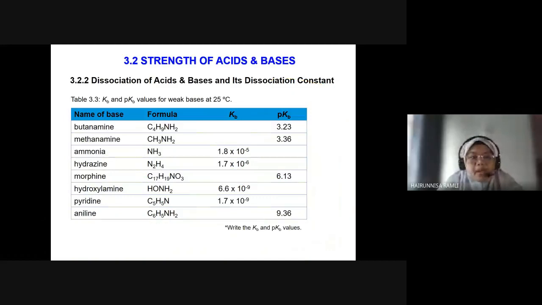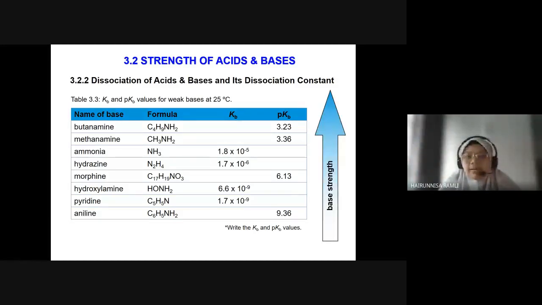Okay. So same goes to base lah eh. You can write this on your own. Okay, you try kira. So sama juga case dia according to the base strength. Okay, lagi rendah pKb. Of course kat sini Kb akan jadi lagi tinggi lah. Okay, you can calculate this by your own. Okay, so strength of base akan lagi tinggi. So nampak tak kat sini?